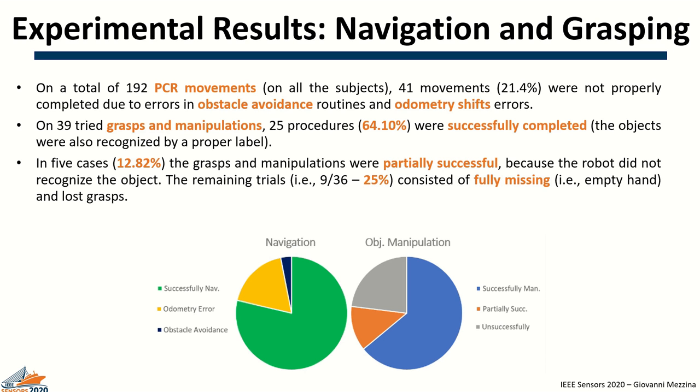Finally, the experimental results on the navigation system showed that on about 192 recorded movements, only in 21% of the cases the PCR movements were not properly completed due to odometry errors. Concerning the grasping system, 39 grasps and manipulations have been collected, and we can conclude that in 75% of the cases the grasps were successful or partially successful. Partially successful means that during the scan, the object was not recognized by the embedded image recognition system.